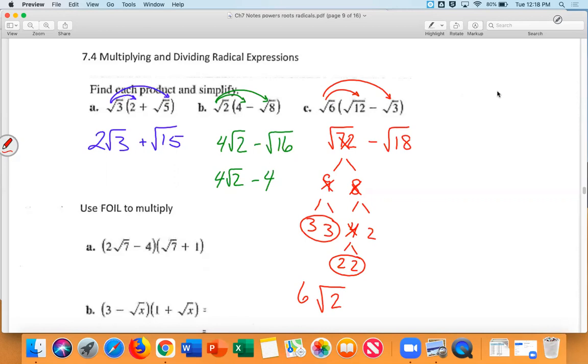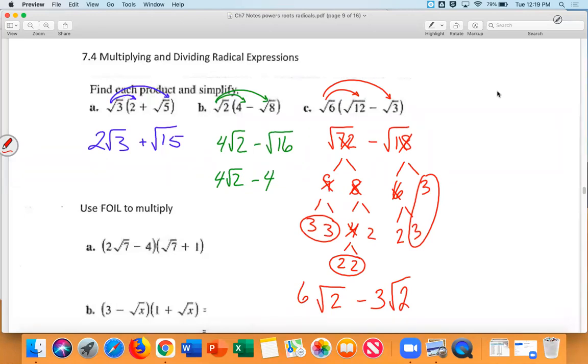Mike, can you give me two numbers that go into 18? Three, right? Okay, 6 and 3. Mike, can you give me two numbers that go into 6? And 2. Notice I have a pair of 3s right there. So root 18 is going to become 3 root 2. Mike, you all right with that?